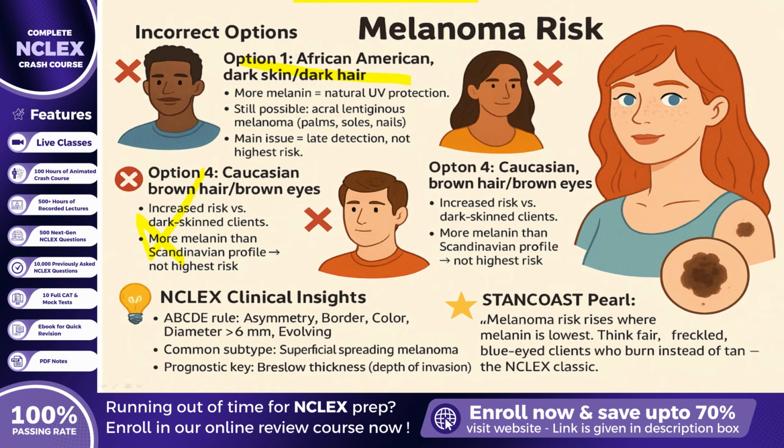For NCLEX insights, remember the ABCDE rule: asymmetry, border irregularity, color variation, diameter greater than 6 millimeters, and evolving changes in a lesion. The most common melanoma subtype is superficial spreading melanoma, and the most important prognostic factor is Breslow thickness, or depth of invasion. A test-taking tip is that the NCLEX often points to the fair-skinned, blue-eyed, freckled individual who burns instead of tans as the hallmark high-risk profile.